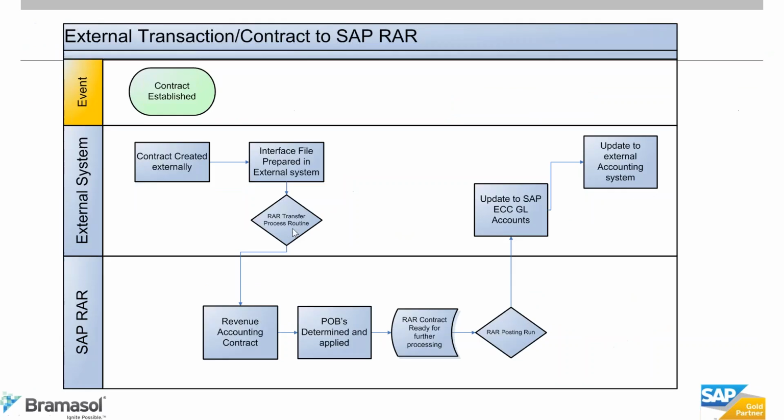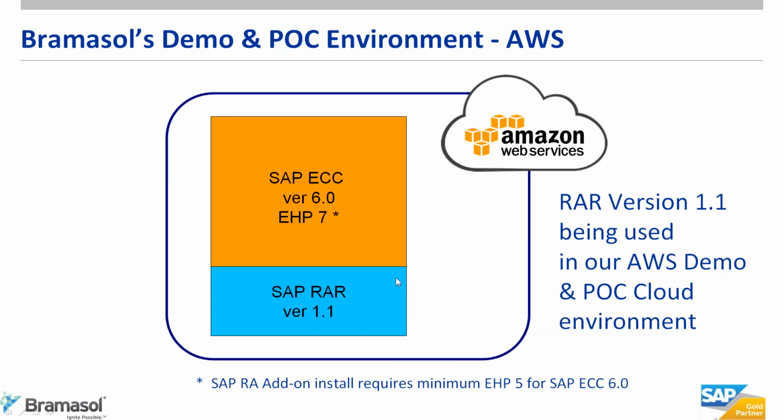But today, we're going to be looking at it from this perspective. It's going to be an external transaction or a contract to SAP. So in this case, a contract is created externally. We're using Excel files, by the way, as our example. I'll show you what that looks like in just a moment. So the interface file is prepared in a sense, and then we do our transfer routine, and it goes into the RA module. So from that perspective, let's take a look at it.